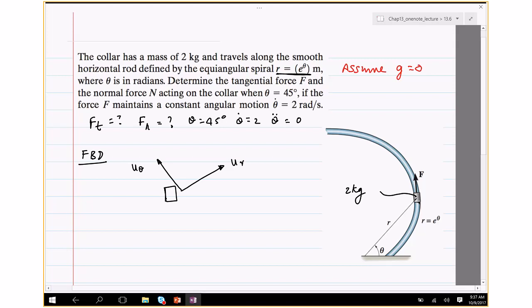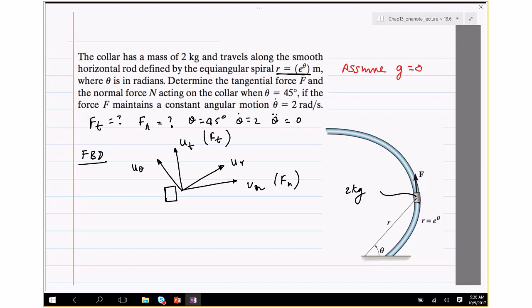However, you're told to find the forces in the tangential and normal coordinates. So I'm going to draw a tangent. This is going to be a tangent, and this is going to be the normal. So un and ut. I need to find the forces in the t direction and forces in the n direction. So it's sort of a mixture. The forces are asked in the tangential normal frame, but you're given the curve. The motion is described in the r equals f of theta coordinate frame.